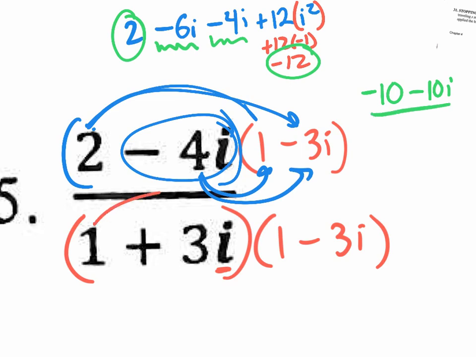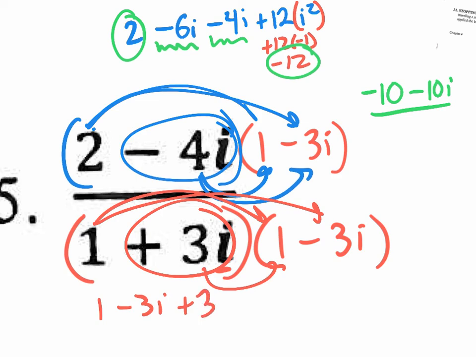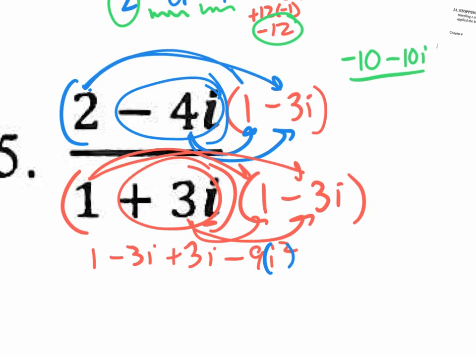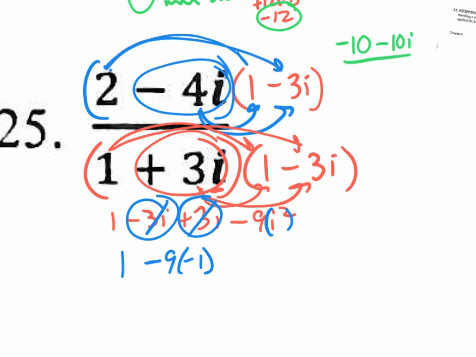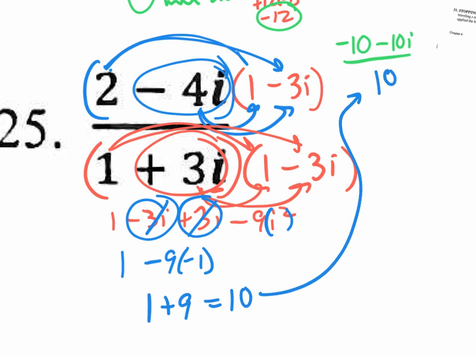We're going to distribute as well. 1 times 1 is 1. 1 times negative 3i is negative 3i. 3i times 1 is positive 3i. Positive 3i times negative 3i is negative 9i squared. And again, the i squared is a negative 1. So what we have here is 1 minus 3i plus 3i cancel out. Minus 9 times negative 1, that's going to be a positive 9. So what we really have in the denominator is 1 plus 9, which is 10. And the 10 goes right there at the bottom.